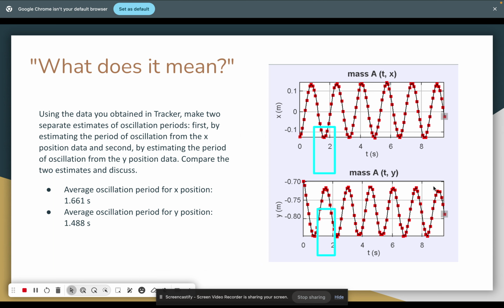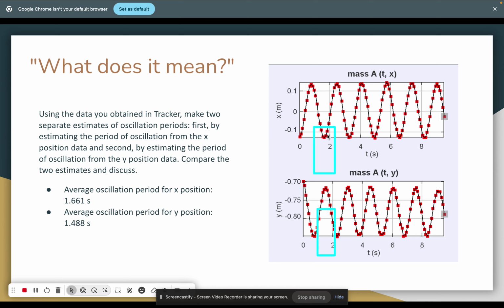For the second what does it mean, I got the average oscillation periods for the x and y positions. For the x position, it was 1.661 seconds, and the y position, it was 1.488 seconds. The difference between the two is that when the x position peaks, or when the x graph peaks, the y graph hits a low, and vice versa.